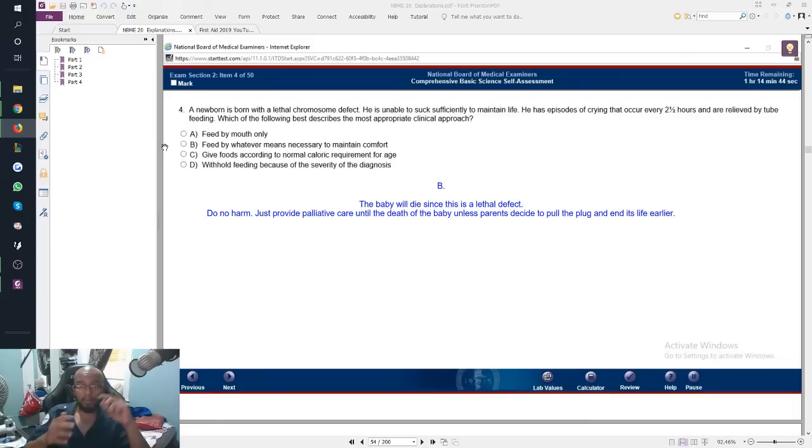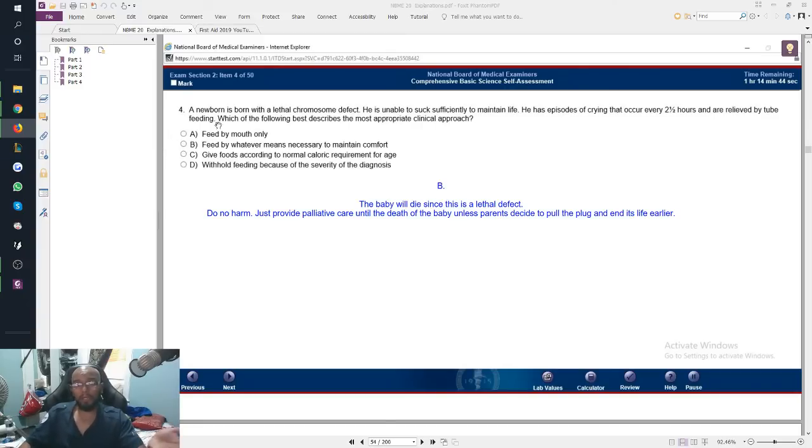So the best answer that fits do whatever you need to do is B. Feed by whatever means necessary to maintain comfort. You have to maintain comfort. So that means if the baby needs to be given food every 2 hours by tube feeding, you're going to do it. And then the baby's going to stop, and then later again it'll cry. You just keep feeding it until it finally dies.